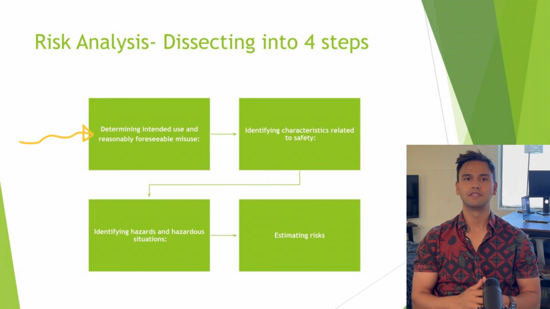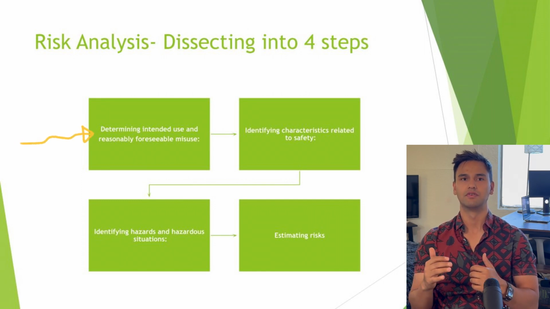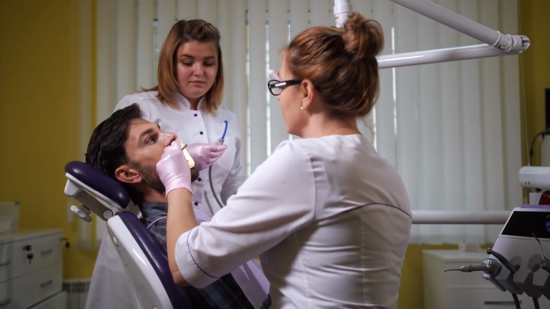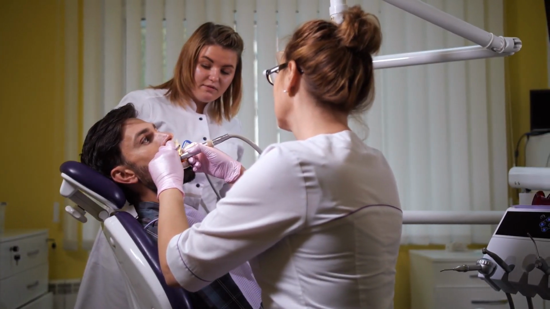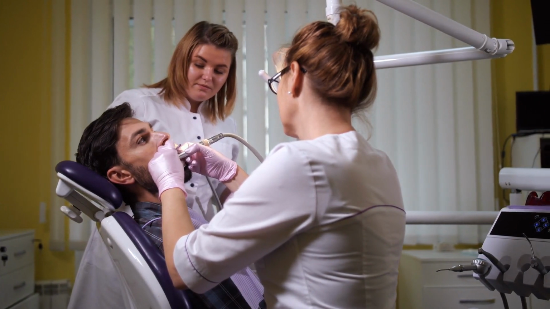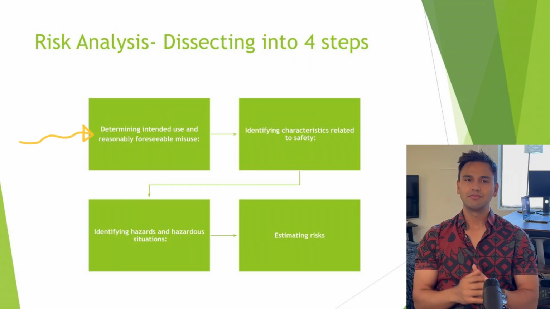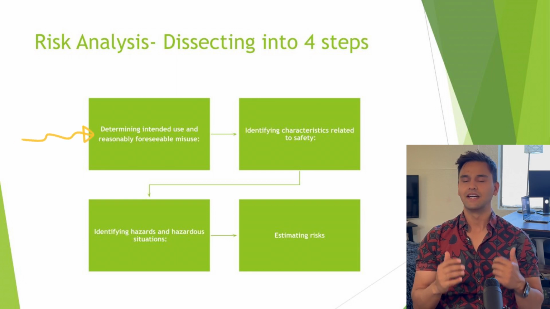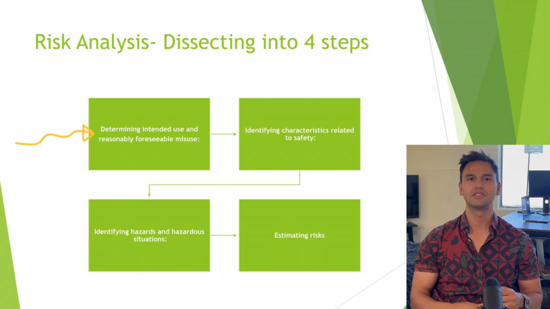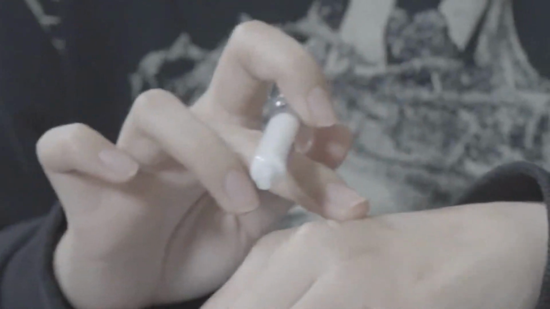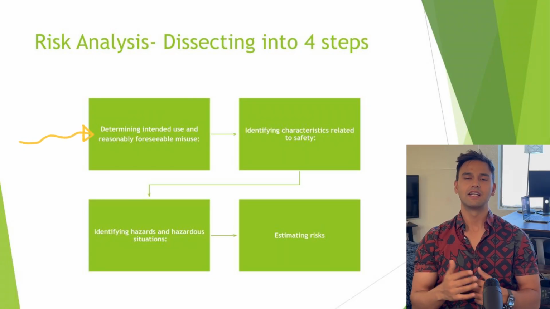The first step is to determine the intended use and reasonably foreseeable misuse, right? This involves clearly defining how the medical device is intended to be used, as well as potential misuse that can happen. This is important because it helps identify the hazards and hazardous situations that need to be considered. Because if a person is using the device in a way it's not supposed to be used, then that can be a hazard, right? Let's look at an example.